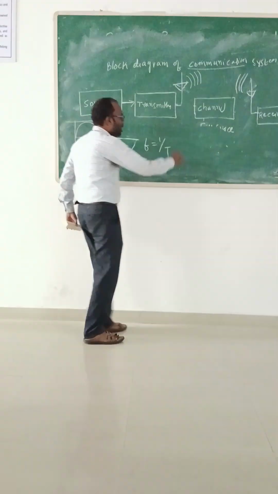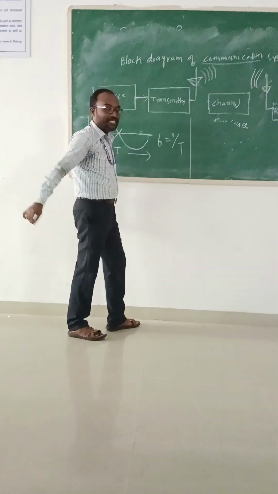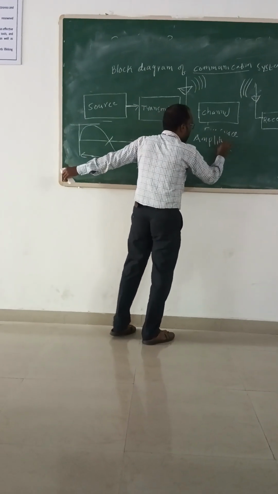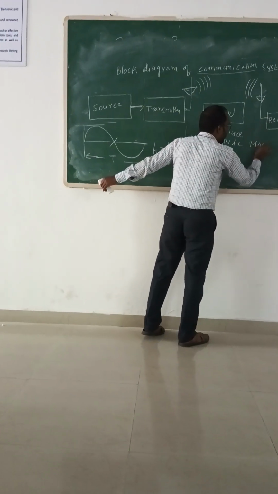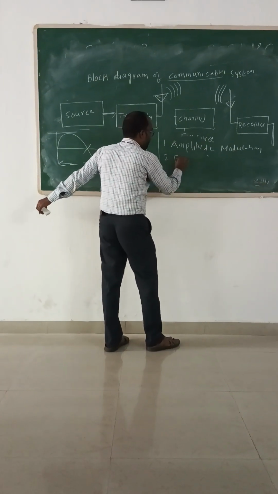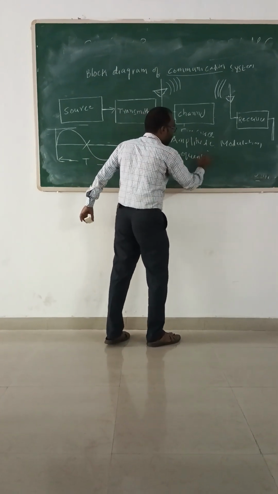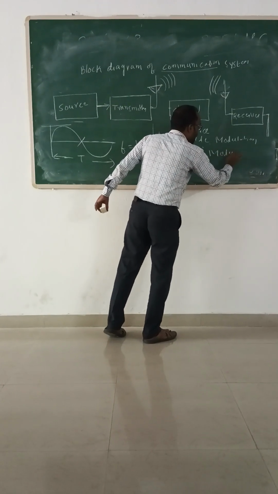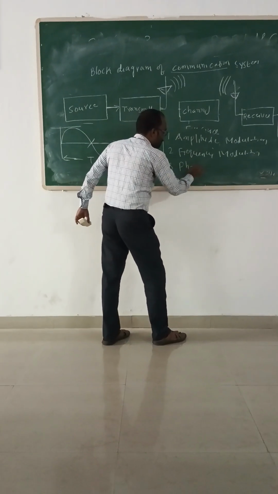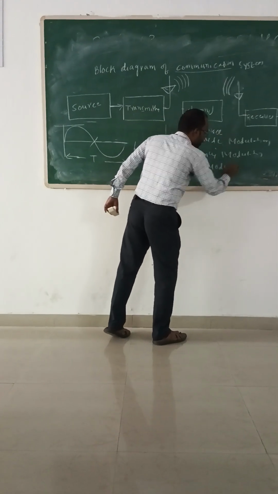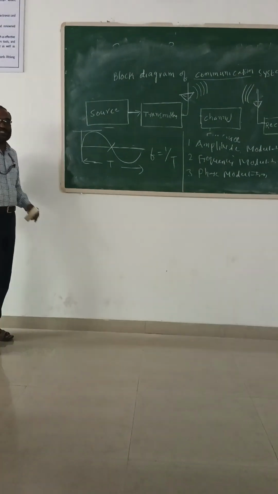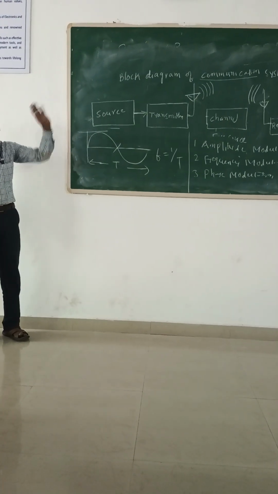There are three types of modulation. The first type is amplitude modulation. The second type is frequency modulation. And the third type is phase modulation. These three types of modulation can be carried out in order to transmit your information from source to destination.